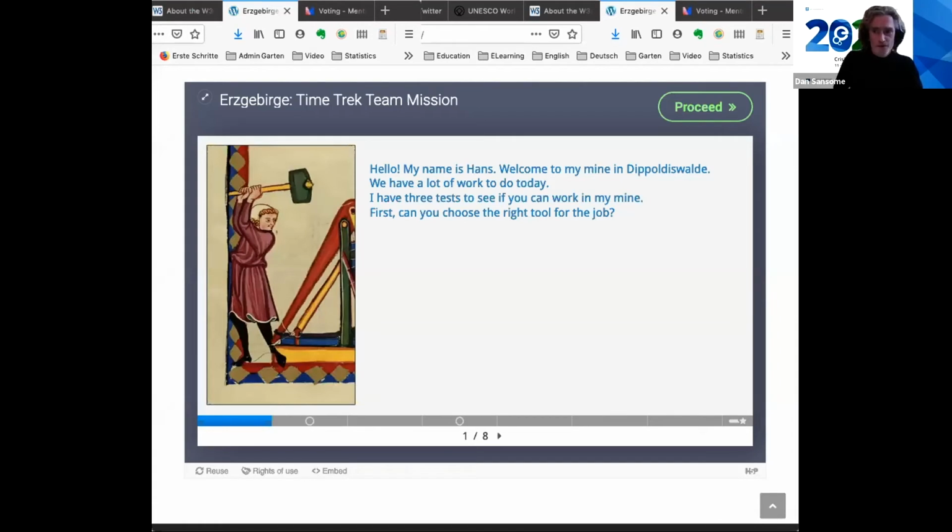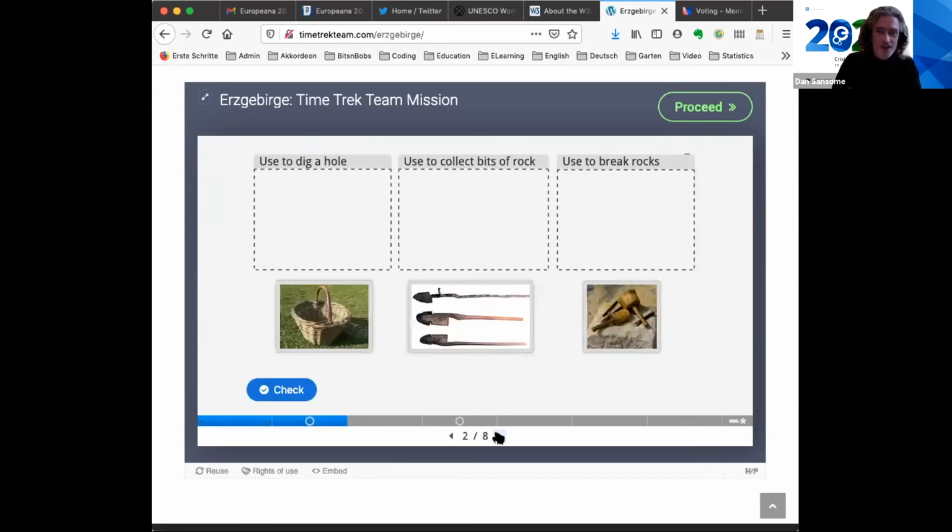So welcome to Dipoldiswalde. And here you're meeting Hans, who is working in a mine. But Hans isn't completely certain about your abilities. He wants to check that you are able to work in a mine. So to do this, you have a task. Your first task is, do you know a shovel from a chisel?